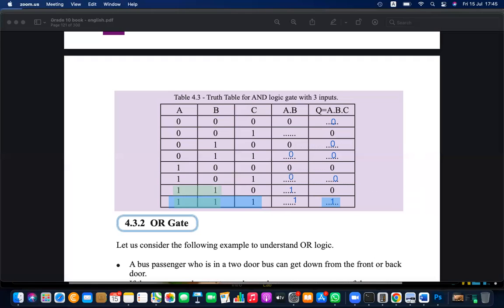Are we clear on AND behavior? Are we clear on AND behavior?